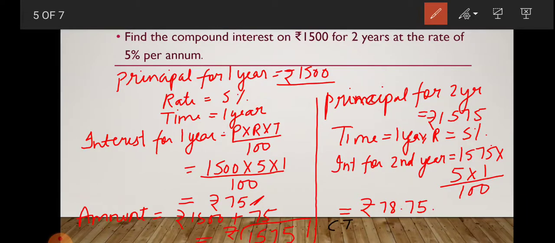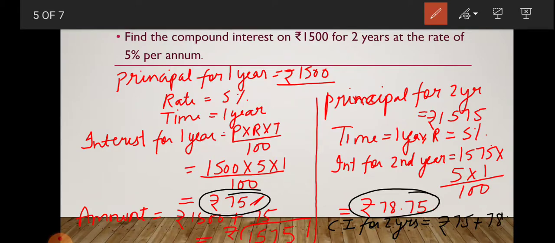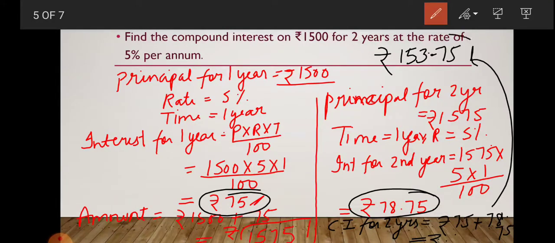So compound interest for 2 years is equal to interest for 1 year, which is rupees 75, plus interest for the second year, which is rupees 78.75. On adding this, we get rupees 153.75. So the compound interest for 2 years is rupees 153.75.